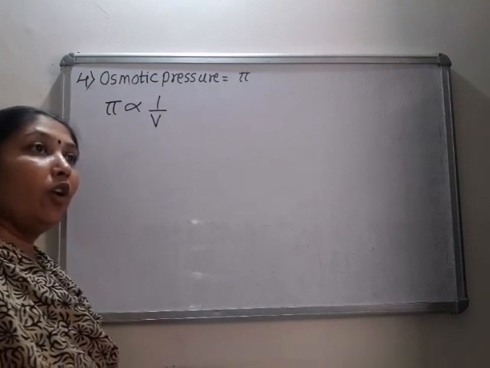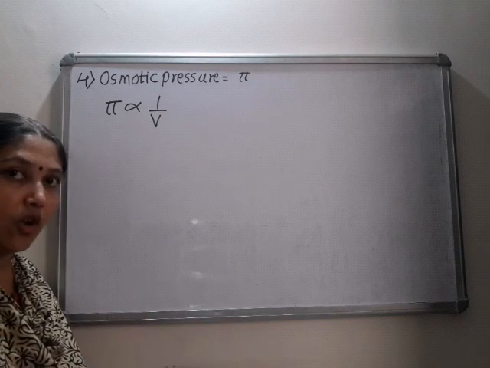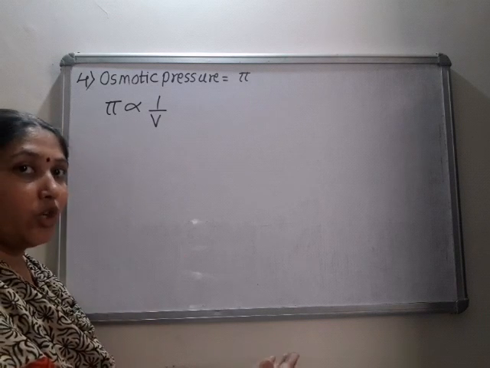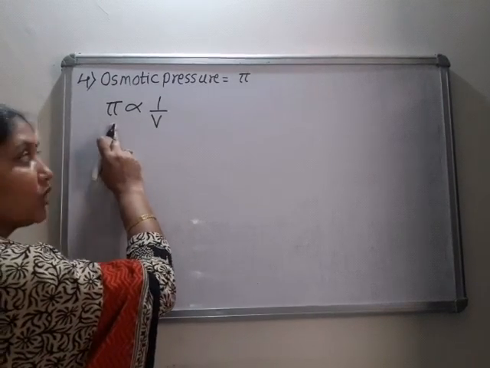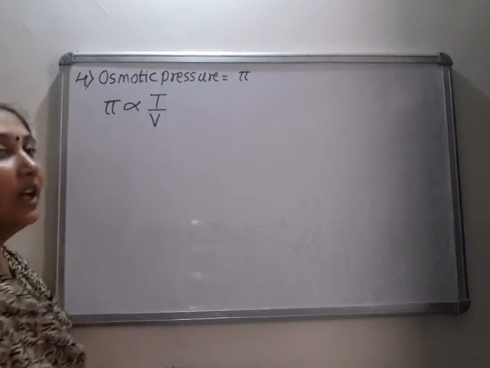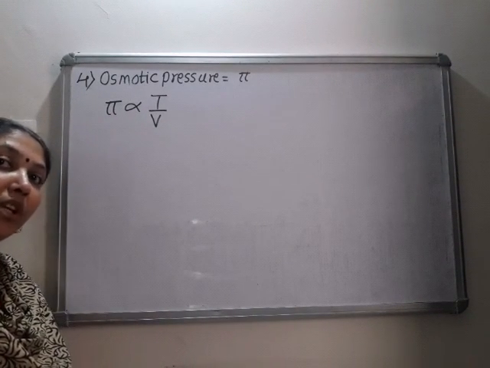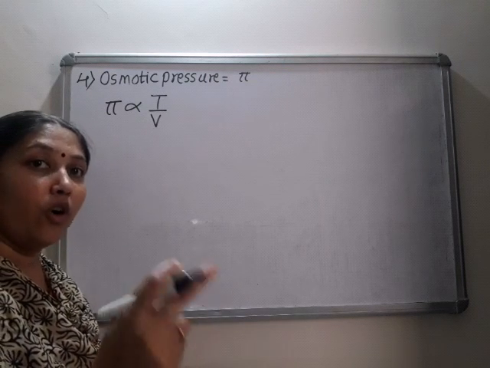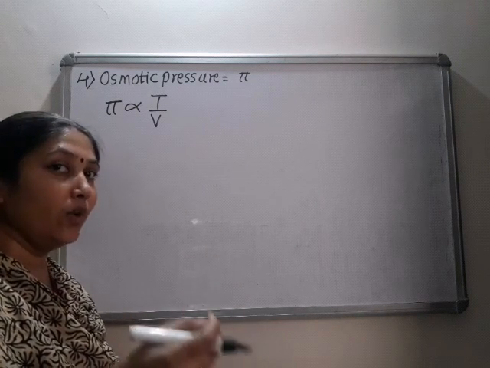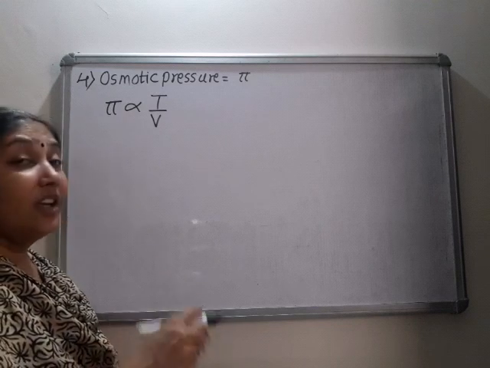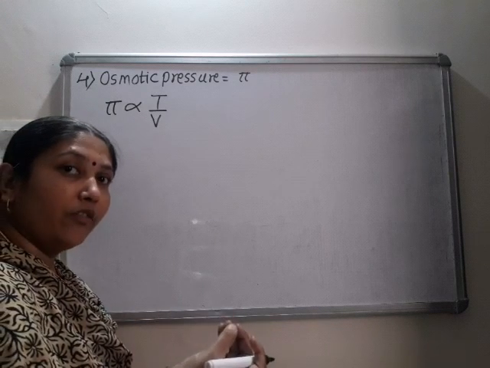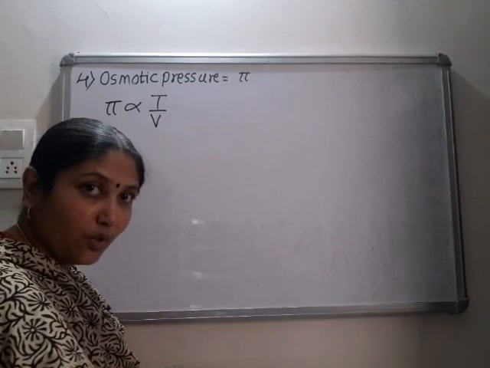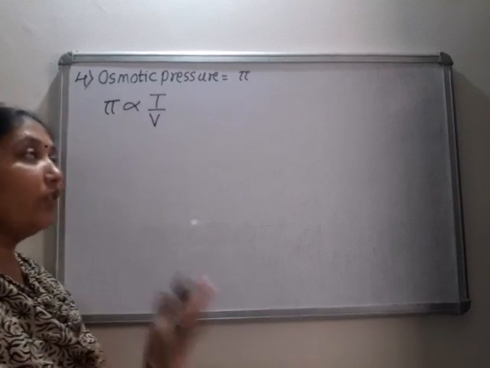Okay. Second law, that is Gay-Lussac's law. Pressure is directly proportional to temperature. So for a solution, osmotic pressure is directly proportional to temperature. And Avogadro's law: equal volumes of all gases contain an equal number of moles. Here, just a little modification: equal volumes of all isotonic solutions have an equal number of moles.